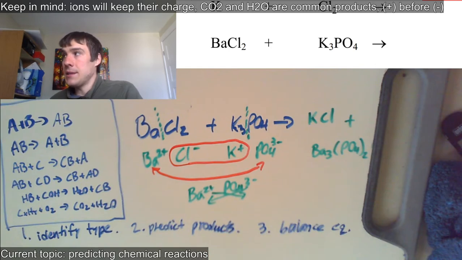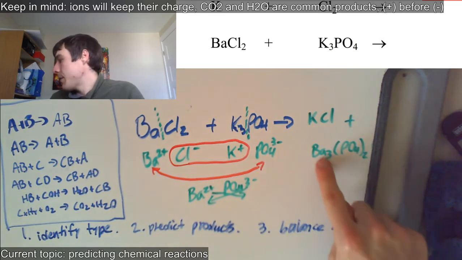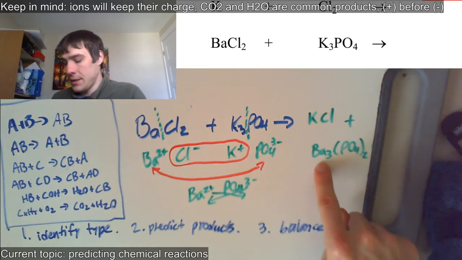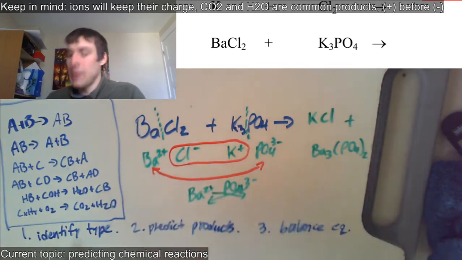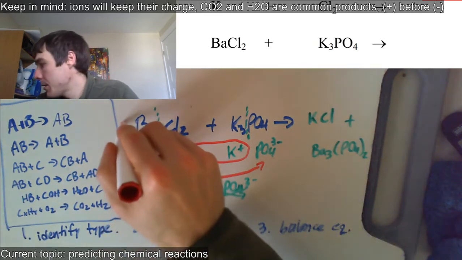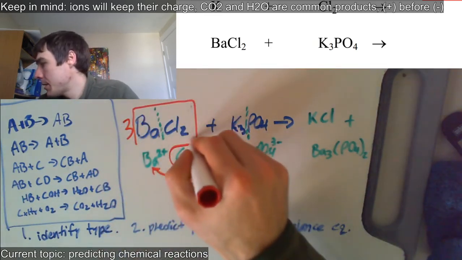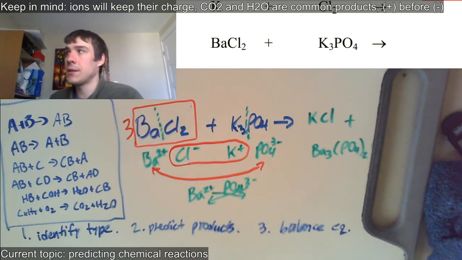This balancing is going to be kind of interesting. If we need 3 bariums on this side, we only have 1 barium on this side. Well, let's put a 3 over here. See what happens. Reminder, that multiplies everything. Now we have 6 chlorines.